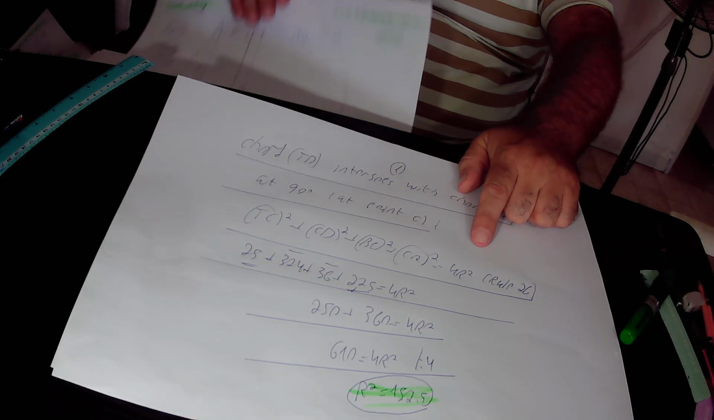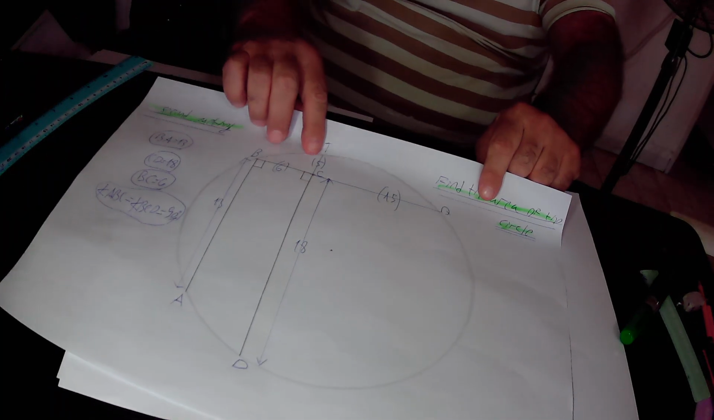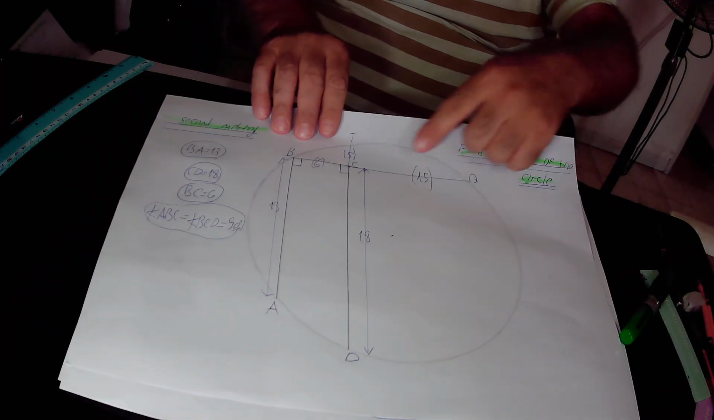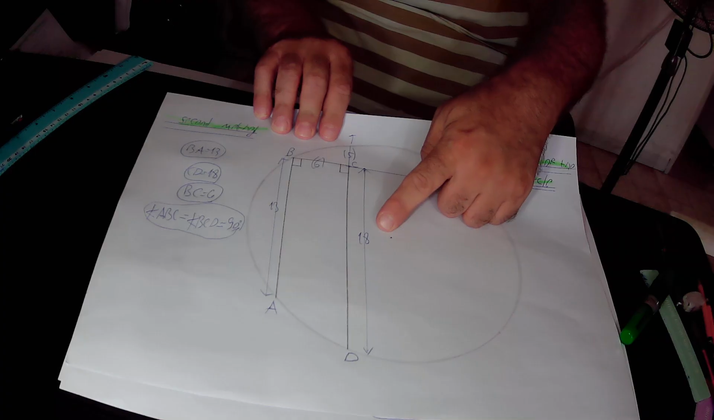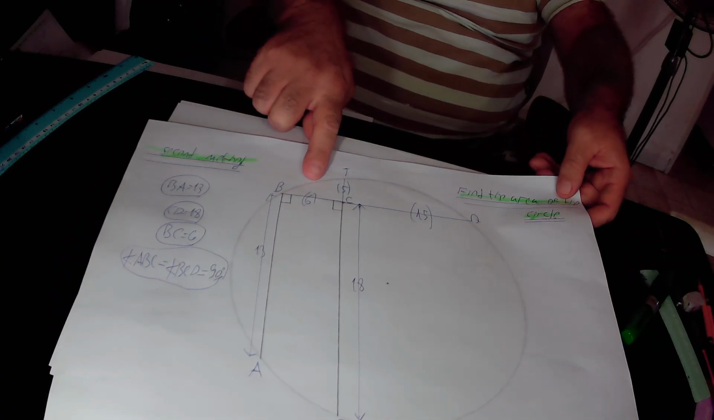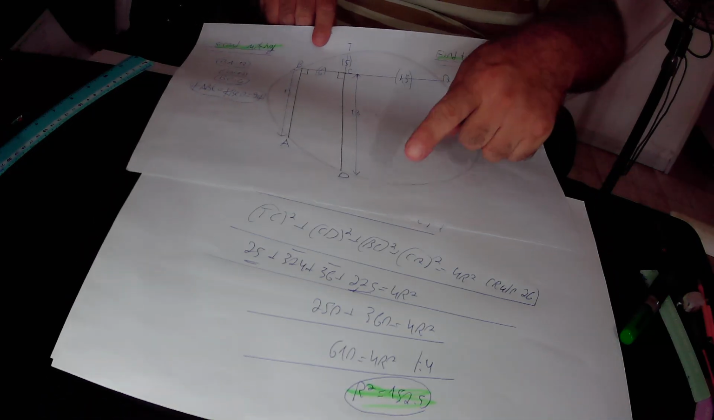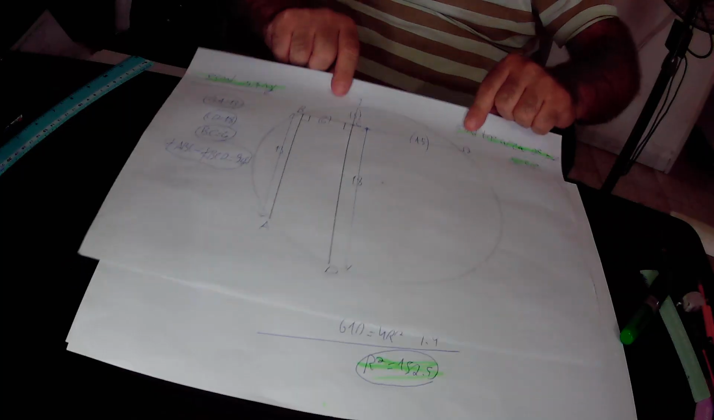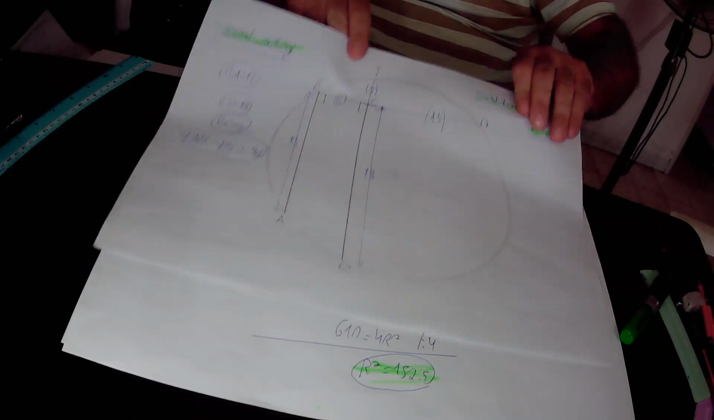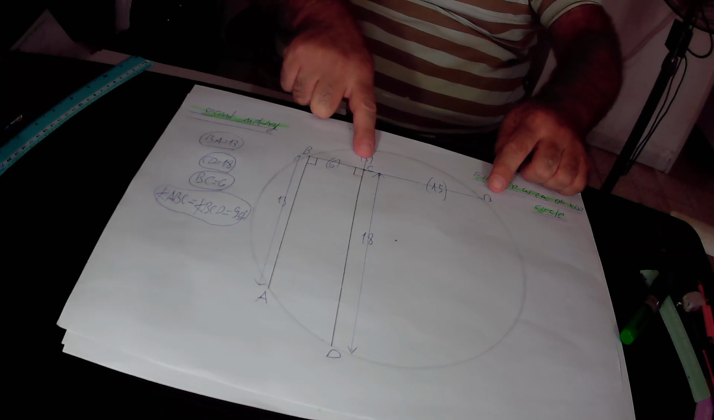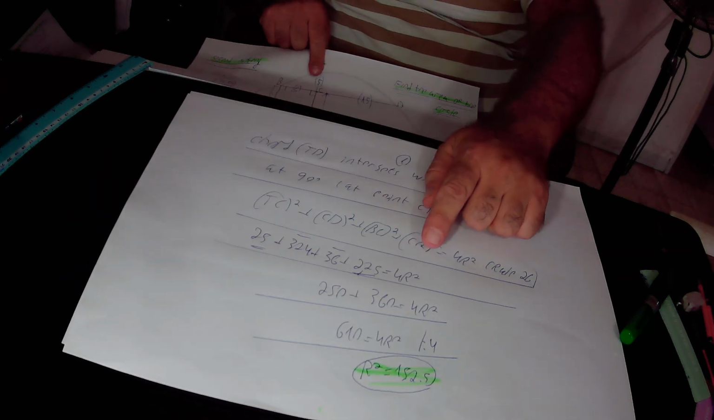TC is 5, therefore TC square is 5 square, that is 25, plus CD square. CD is 18, therefore CD square is 18 square, that is 324, plus BC square. BC is 6, therefore BC square is 36, plus CQ square. CQ is 15, therefore CQ square is 15 square, that is 225. And this equals 4R square.